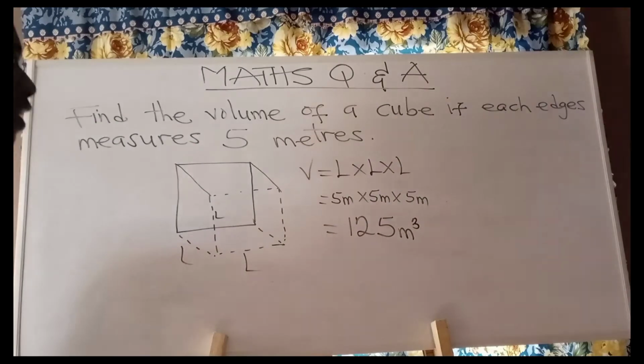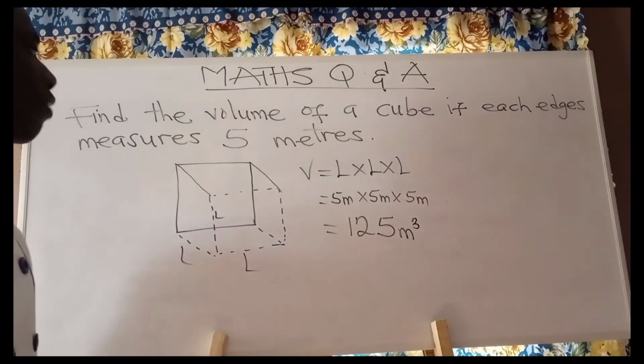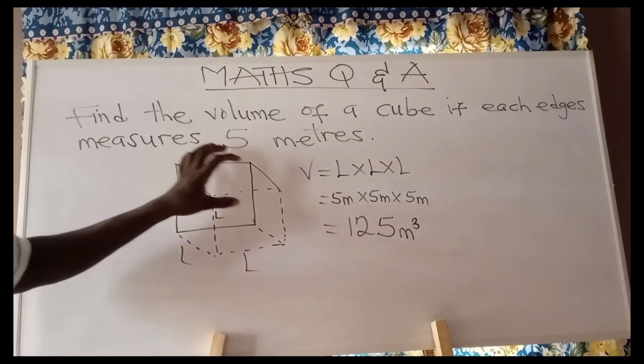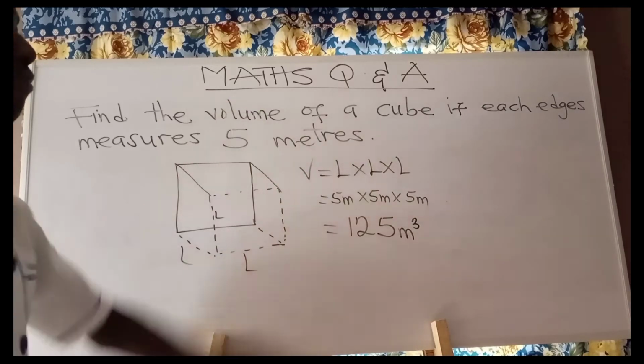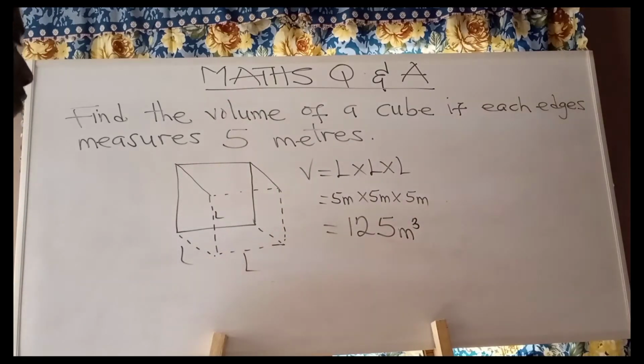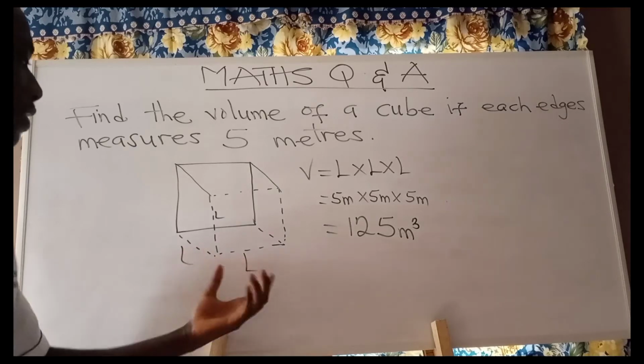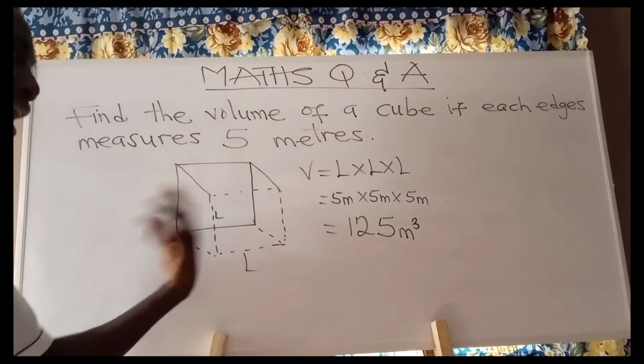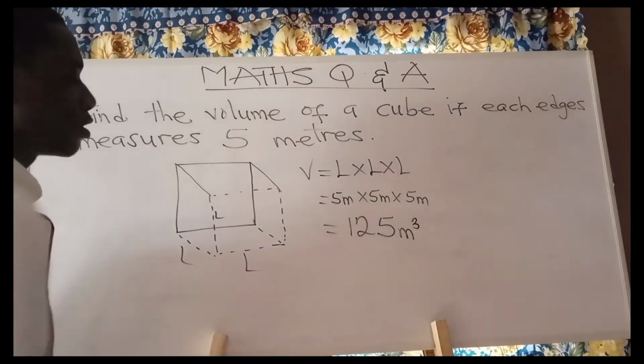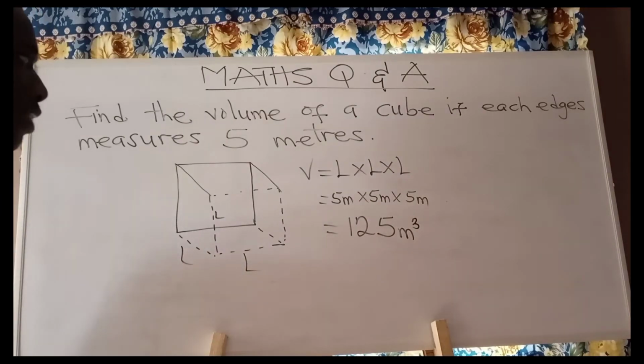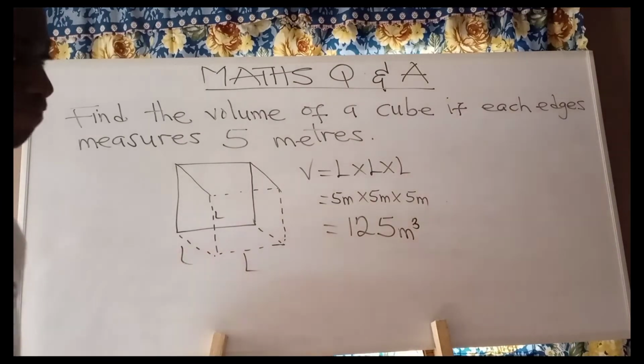So this becomes the volume of the cube, which is having the sides to be what? 5 meters each. The length, the base, the height, okay, produces 125 meters cube for the volume.